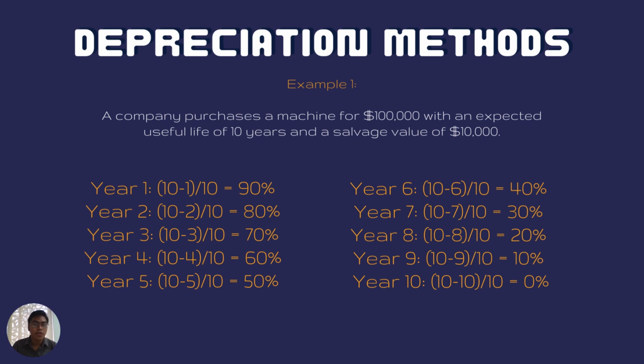So in year number 1, you're going to subtract 1 year from the 10 years and divide it by 10 years, which is the expected useful life. So 10 minus 1 is 9, divided by 10 is 90%. Also, you will do that in year 2. 10 minus 2 years is equal to 8, divided by 10 is equal to 80%. Year 3 is 10 minus 3 is 7, divided by 10 is 70%, and so on and so forth. You're going to do that also in year 4 until 10.